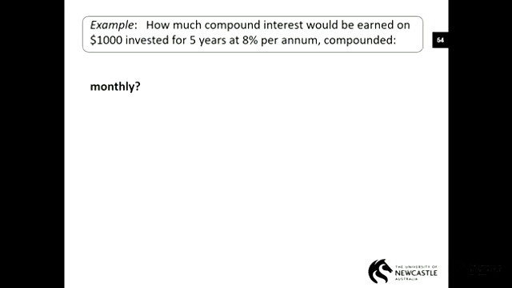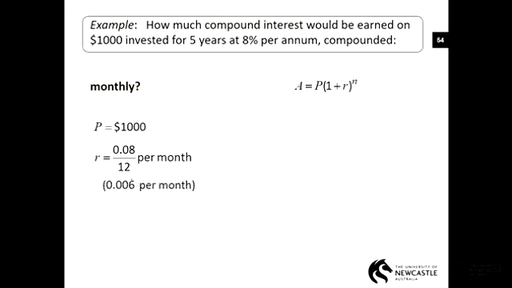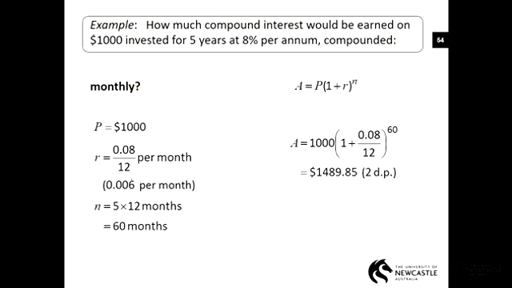If it was monthly, well, I'd get my yearly interest rate and divide by 12. And I'd get my number of years and times by 12. 5 times 12 months, that's 60 months. So again, I've converted everything to months. Go in and I'm up to 1489, so another $4 or so.